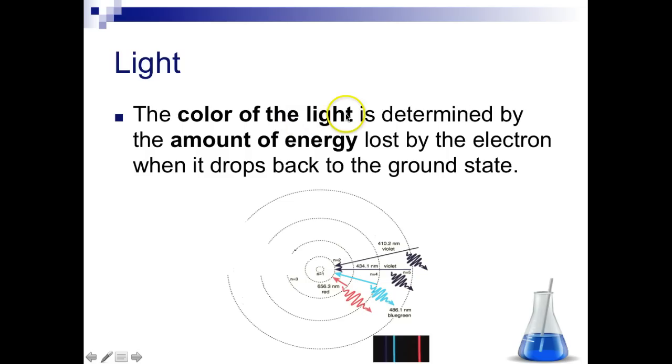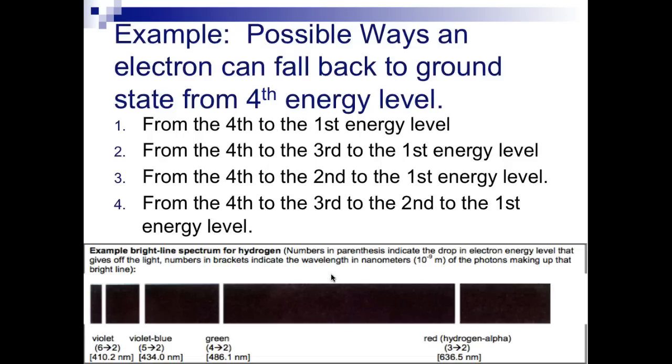So the color of light is determined by how much energy is lost by the electron when it drops back down to the ground state. So if it does a big jump, it'll be in the purple range. If it does a really small jump, it'll be in the red range, and then the other colors in the spectrum fall within that gap.